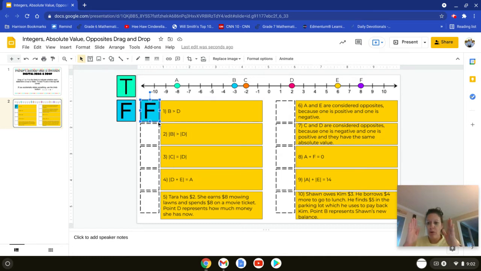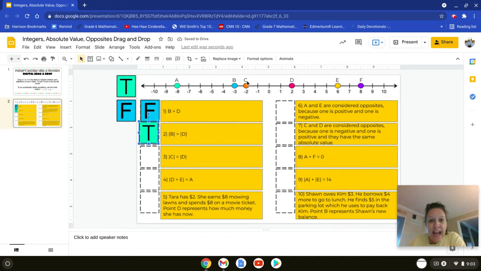Number 2, this symbol means how far is B away from 0? Remember, mathematicians don't like to write, and so they made up how far is -3 from 0. That's called the absolute value. So the absolute value of -3 is 3 because it's 3 spaces, like Monopoly: 1, 2, 3. So it's 3 spaces away from 0. The absolute value of 2 is 2 spaces away from 0. So in this case, the absolute value of -3 is greater than the absolute value of 2.